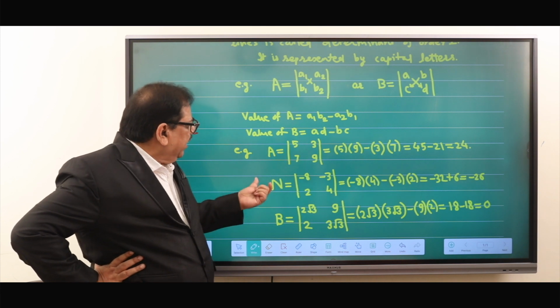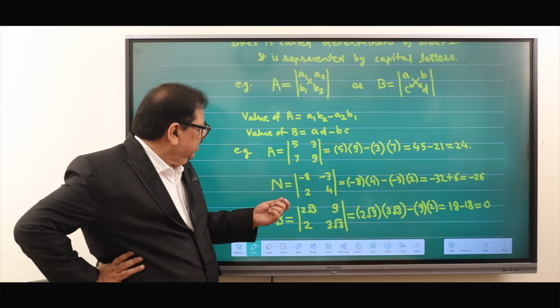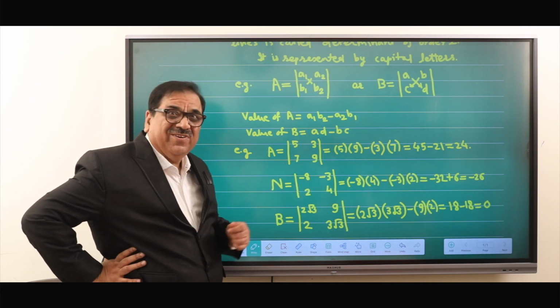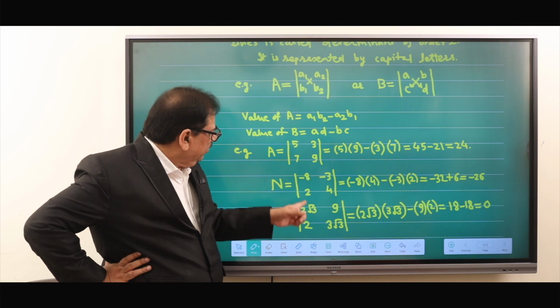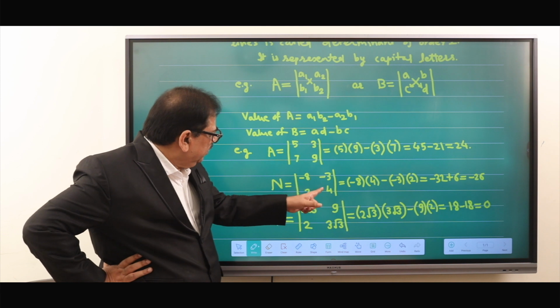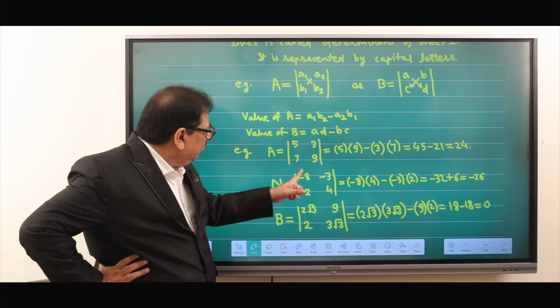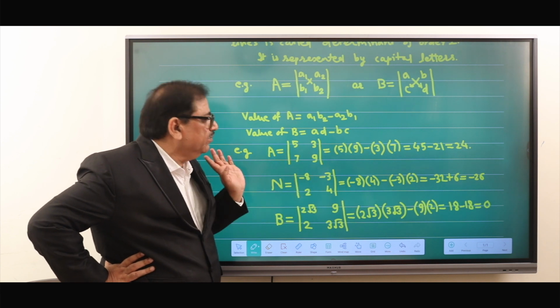Second determinant is N. N is equal to what? First row is minus 8, minus 3, and second row is 2, 4. This is a determinant. First row, second row, first column, second column. Its value is this into this minus this into this. So minus 8 into 4 minus 3 into 2.